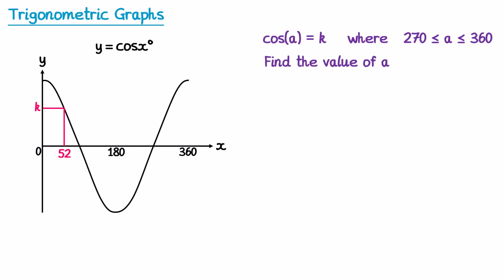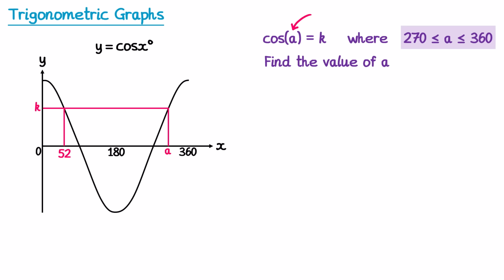So just like before, we're looking for the value of a that we could put into cos to get k out. And we know that cos of 52 is k, but we need an answer between 270 and 360. So if we extend our horizontal line across from k, and then go down, this is the value we're after. So this is the a value, and you can see it is between 270 and 360. So how would we work this one out?